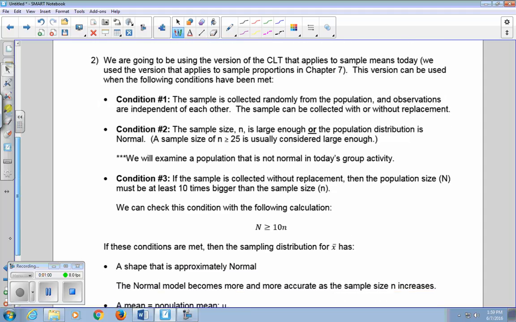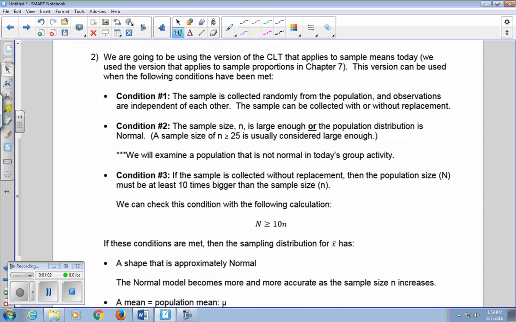We are going to be using the version of the central limit theorem that applies to sample means today. We used the version that applied to sample proportions in chapter 7. This version can be used when the following conditions have been met. So this is when we're talking about X bar, so we're looking at sample means. These are the conditions that the central limit theorem needs.